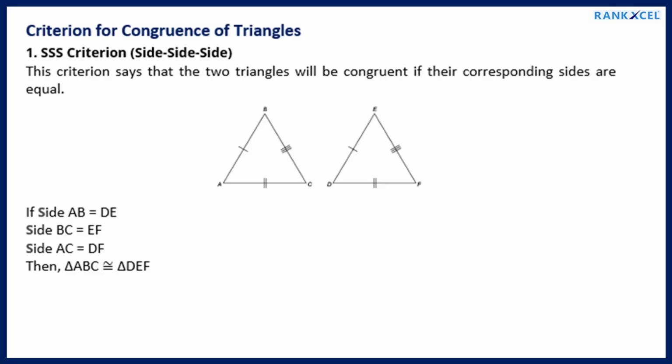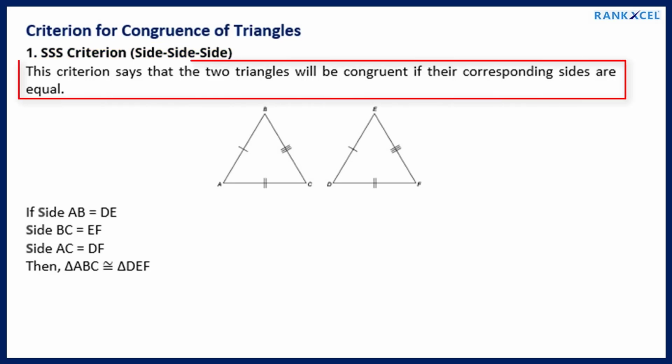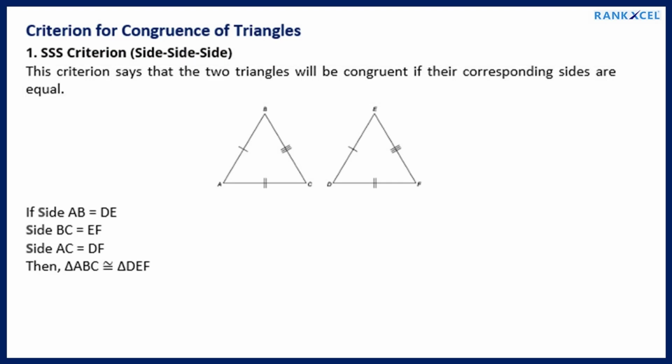Criterion for congruence of triangles. 1. SSS criterion, side side side. This criterion says that two triangles will be congruent if their corresponding sides are equal. If side AB equals DE, side BC equals EF, side AC equals DF, then triangle ABC is congruent to triangle DEF.